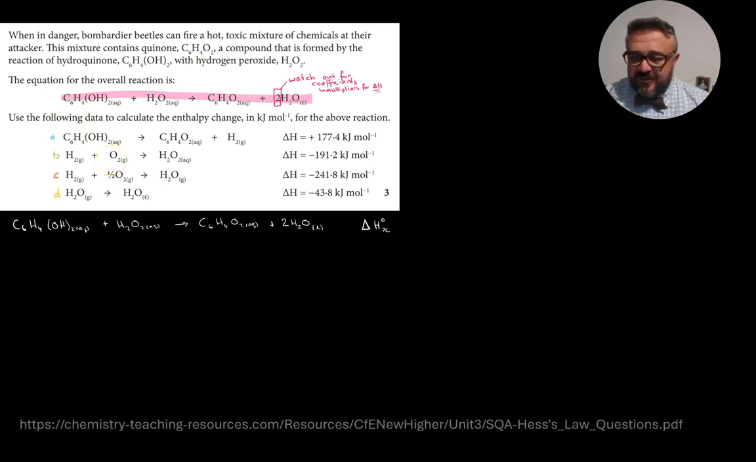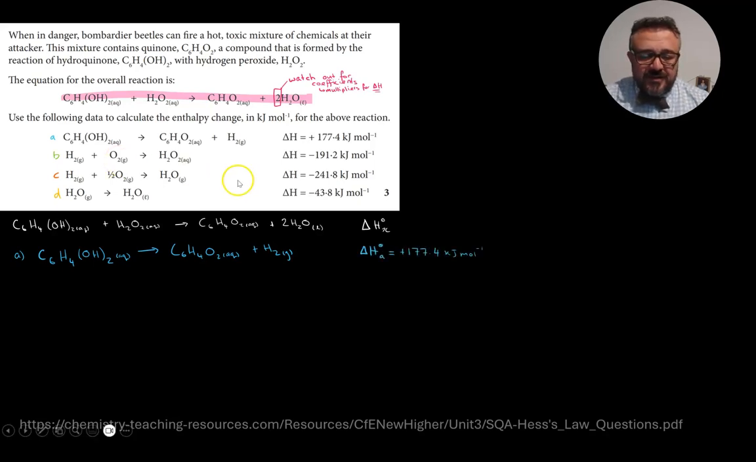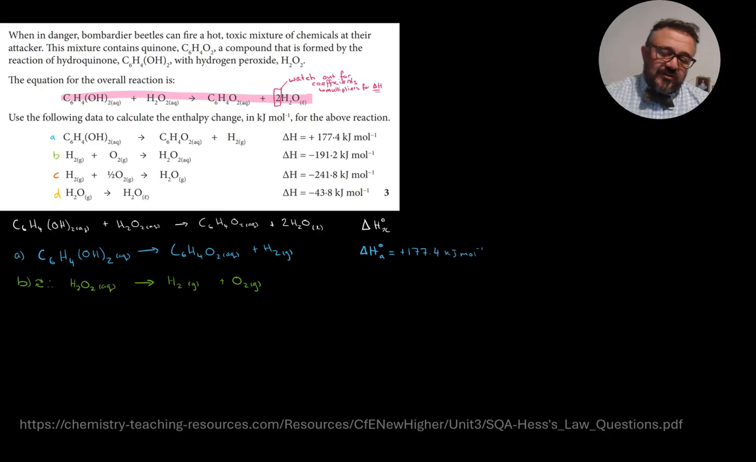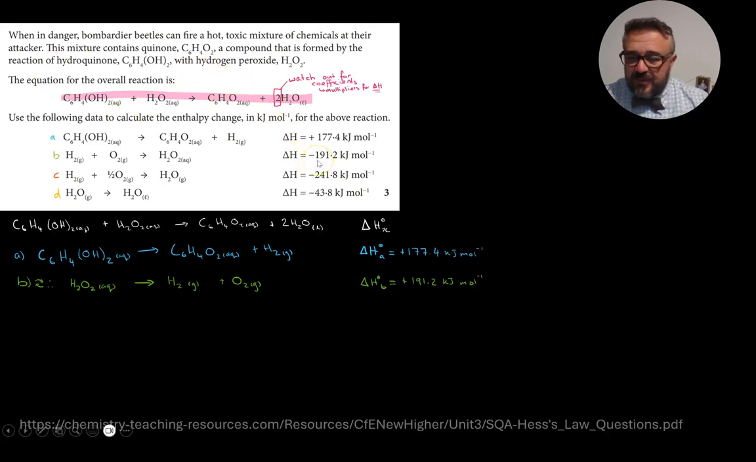We'll label them A, B, C, D. So equation A, perfect. We write down the plus 177.4 kilojoules per mole. No dramas there. We have a slight problem. Our peroxide is on the wrong side. It should be a reactant. So we're going to have to flip that. Okay, see, we've got the flip, the little signs there. So it becomes hydrogen peroxide goes to H2 plus O2, which gives us plus 191.2. So we've flipped the sign here as well.